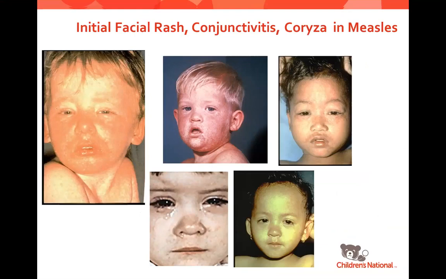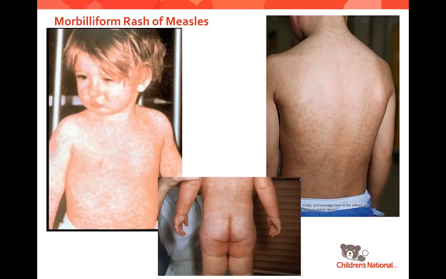Just some more photos for you to see the facial rash, the conjunctivitis, and then the runny nose that we see with measles. I think this picture down here is particularly representative, as we can see the watery eyes and also that snotty nose. And the other important thing to keep in mind is none of these kids look particularly happy. Measles is not a fun virus, and so they usually don't look very well.